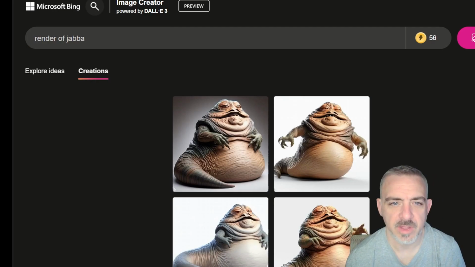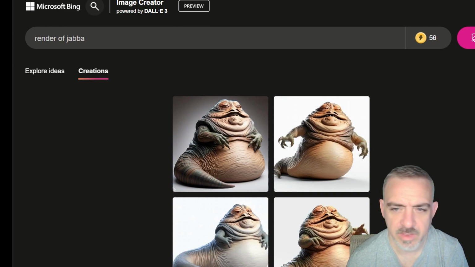So for the next prompt, I just told it to do a render of Jabba. When I tried Jabba the Hutt, ChatGPT did some weird things about copyright. So when I just did render of Jabba, it seemed to work. So let's take a closer look at these.